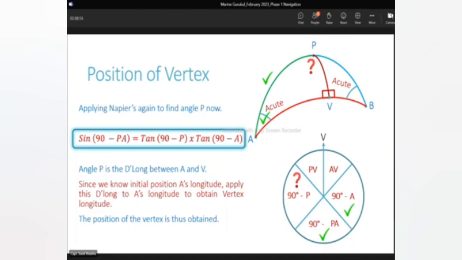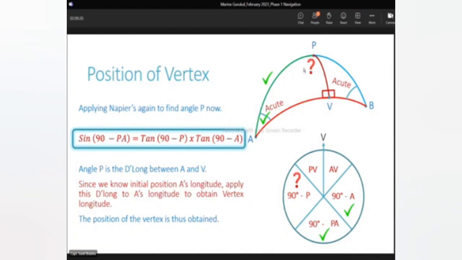Yes, sir. From the Napier's rule. That's right. You have found angle P. This angle P is the d long between alpha and Victor. Sir, right? The angle will be the whole one for both triangles APV and BPV. That is the angle P. No beta, no. On which triangle have you applied Napier's rule? You have applied it on the triangle APV, the smaller triangle. So it will be the smaller angle P.